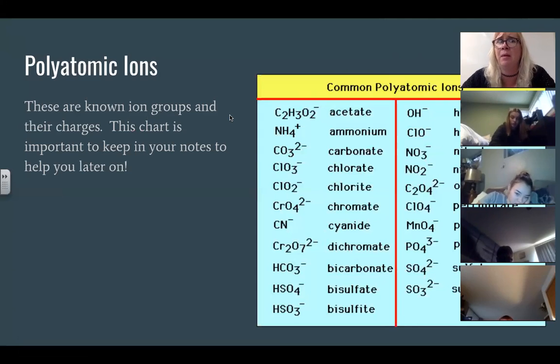And you guys are lucky. I had to memorize this when I took chemistry. You don't, right? It's available to you. So make sure you have it so you can access it.